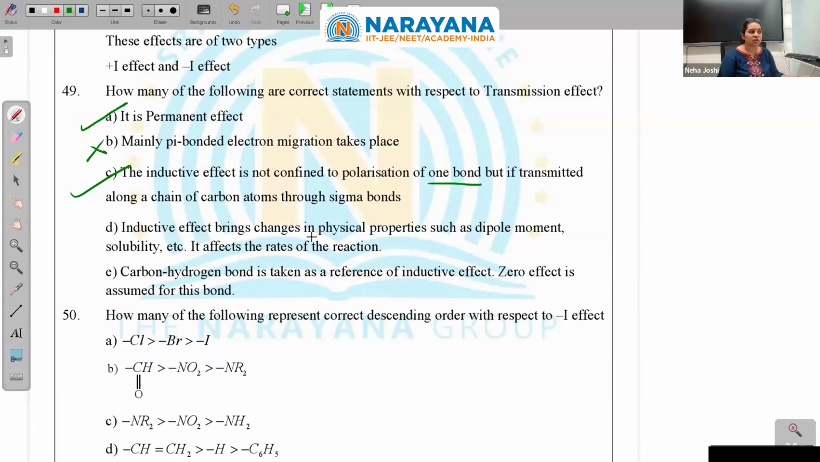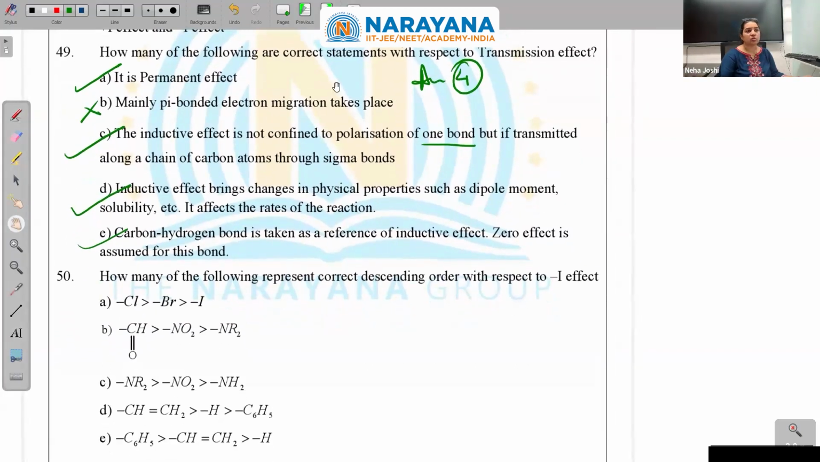Inductive effect brings changes in physical properties such as dipole moment, solubility, etc., and it also affects the rate. That is also correct. Carbon-hydrogen bond is taken as a reference of inductive effect, and zero effect is assumed for this one. Correct? 1, 2, 3, 4. So answer for 49 should be 4. Okay. These are the correct choices. It is not the pi bond which is involved in this inductive effect.